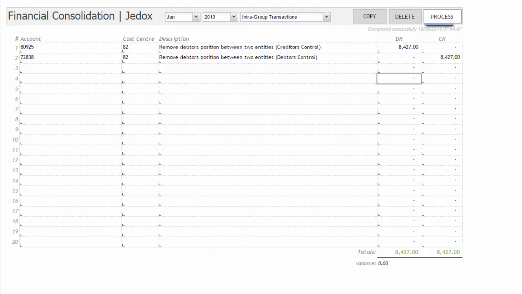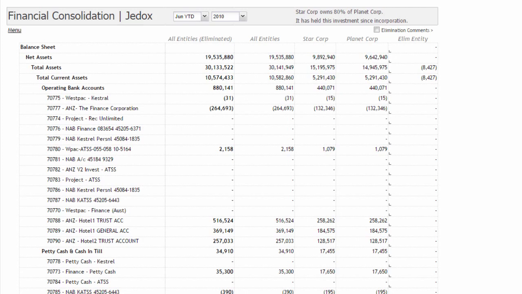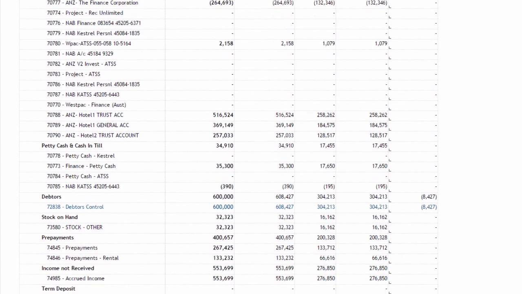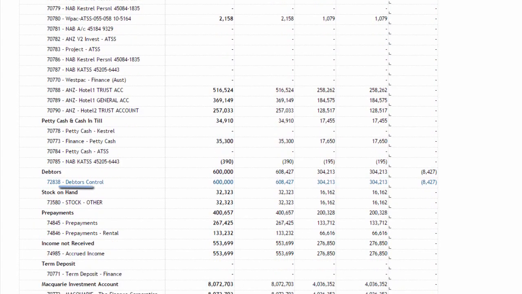So I can click on my process button here. This runs a Jedox process to take this entry and put it back into the balance sheet. If I now come back to my balance sheet, we can see in my elimination entity, I have some entries now. If I scroll down to my debtors control, we can see here that the total of all entities was 608,427. We have eliminated 8,427 in the elimination entity, which means the total group now is down to 600,000. So it means I've eliminated those intercompany transactions from my debtor control.